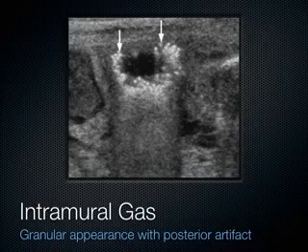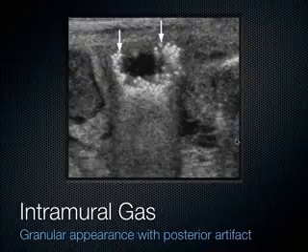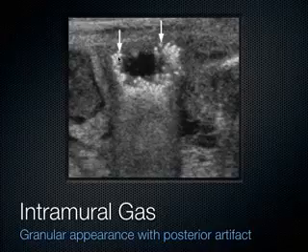Okay, now this is what it looks like when you have air in the wall of the bowel. This is a patient who has a very sick bowel, we call it sometimes. It's got a disease state to it, and there's air in the bowel from infection. And this is what it looks like when you have something like necrotizing enterocolitis. You get air in the wall of the bowel, intramural air.